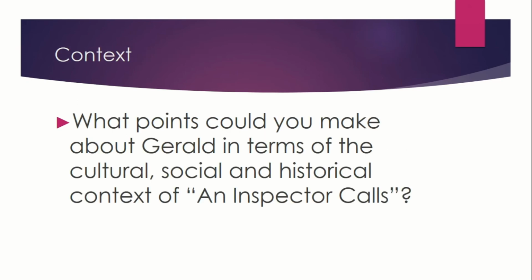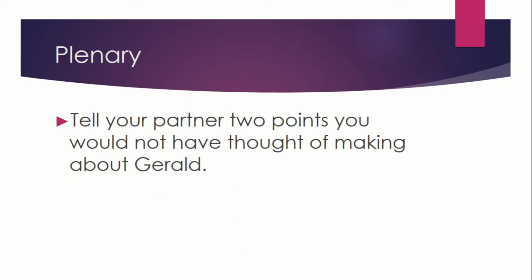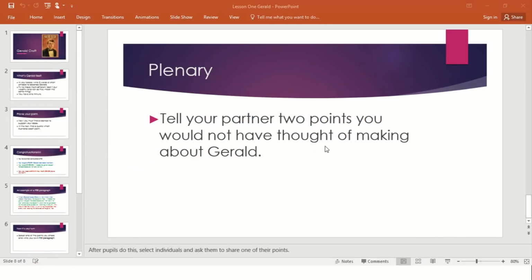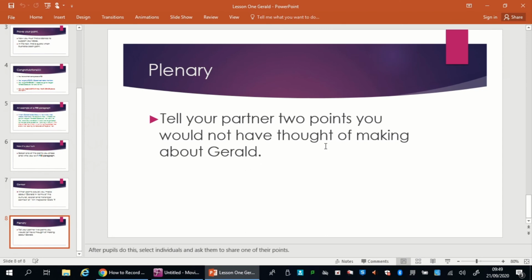Then I've got basically some plenary points at the end. So, like I said in this bit, what three points can you make about Gerald in terms of the cultural, social, historical context? And then a plenary. I should edit this, I think, because they can't really tell their partner. Maybe I would say, right, I've set a task on Google Classroom. Note down two points that you wouldn't have thought of making about Gerald until you did this exercise. And, well, there you go. That is it.